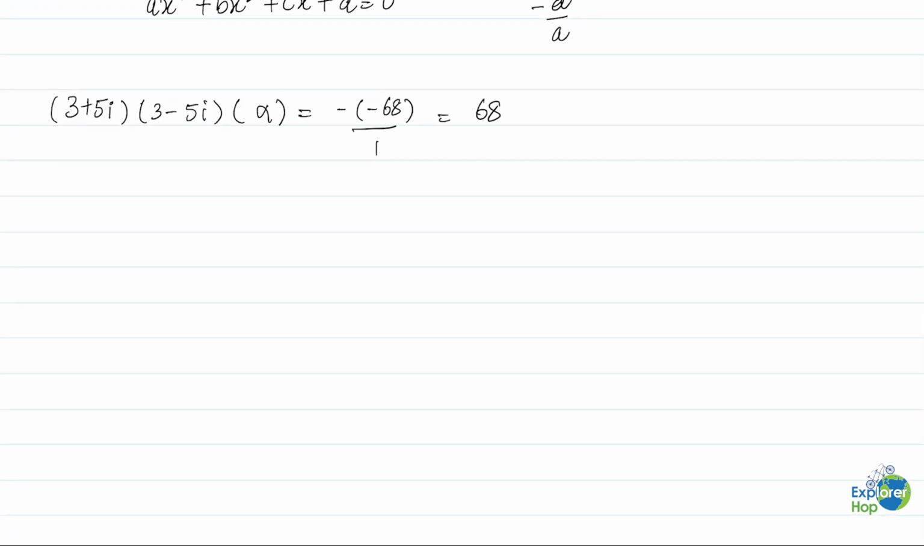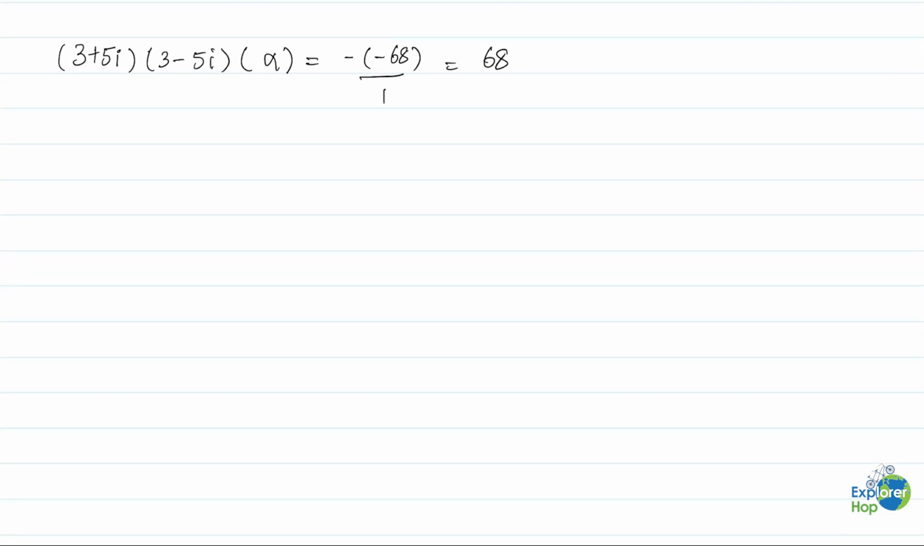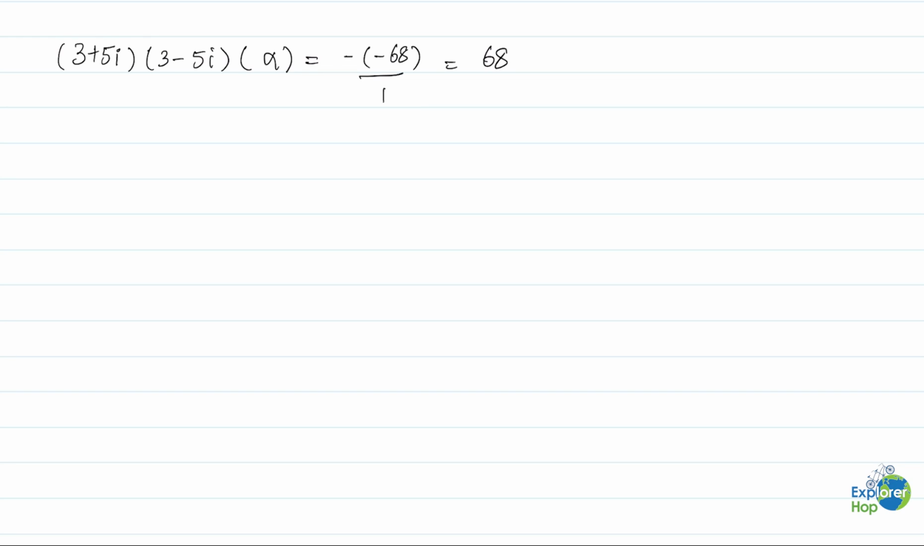Now we'll multiply the two complex conjugates with each other, 3 plus 5i and 3 minus 5i. We can expand them just like we multiply two complex numbers, or we can remember that for two complex conjugates, their product is always equal to the square of the modulus of the complex number. So the square of the modulus of this complex number would be 3 squared plus 5 squared, which is 34. So the product of these two will be 34.